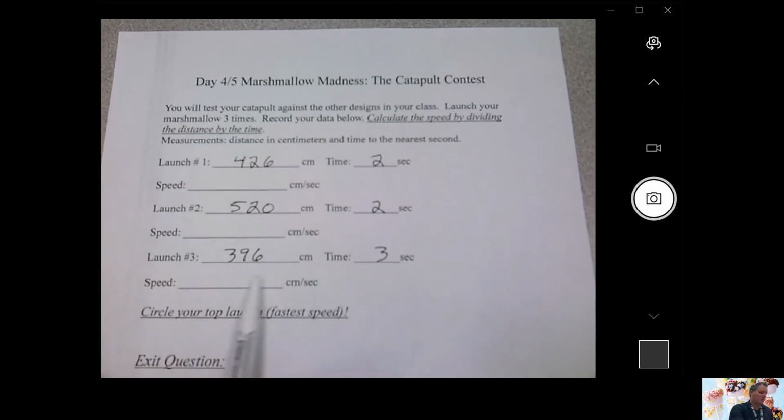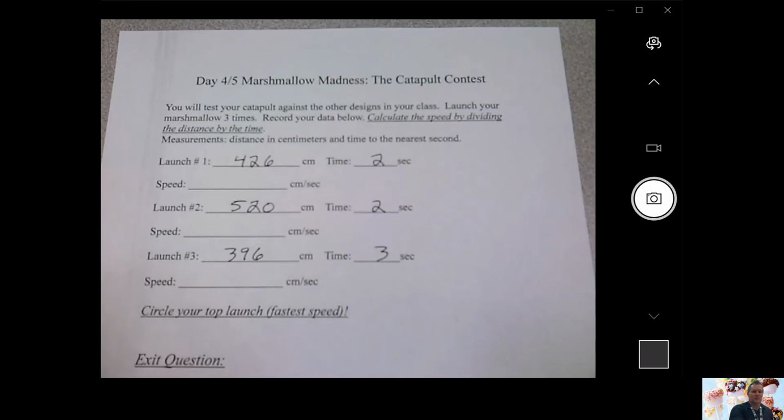And then my launch 3 here, a little interesting. Still okay, close to 400. It took a little longer, and what I noticed about this one is when I launched it, it went higher. So it stayed in the air a little longer, and it didn't go as far. So I'm wondering, does that make it faster or does that make it slower? What do you guys think? I don't know, but we can actually calculate that.